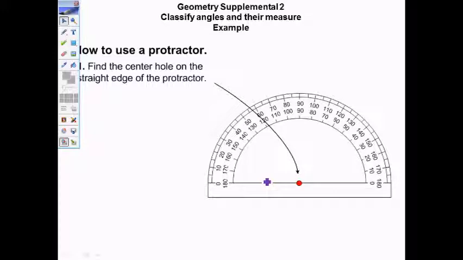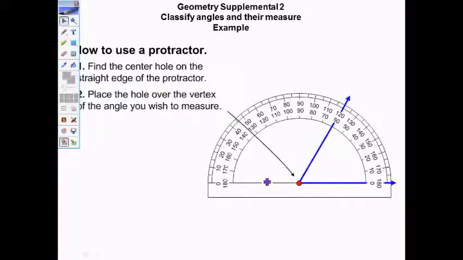The vertex goes to the center hole in the protractor. And I'm going to show you this with an actual real protractor as well, so that'll help. You line up one side of the angle on the line that comes from that center hole. And then you read the other side. Because this is opening and going this way, I'm going to use this inner number. So this one's 60.